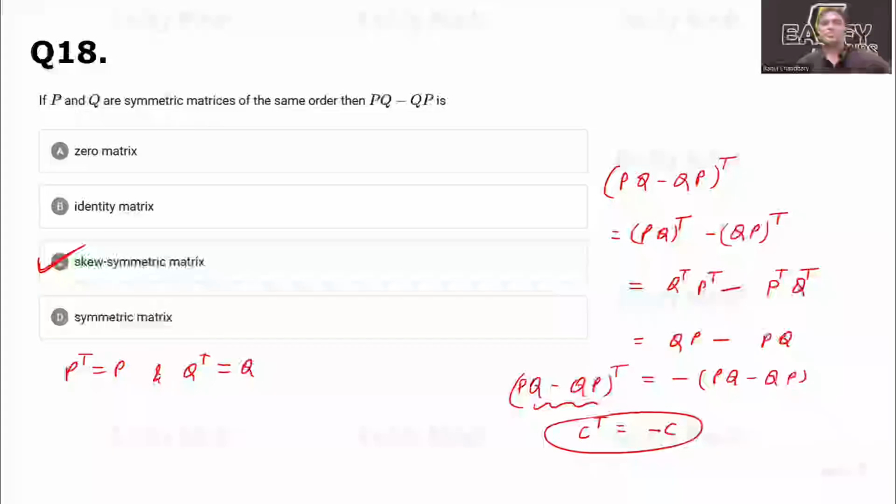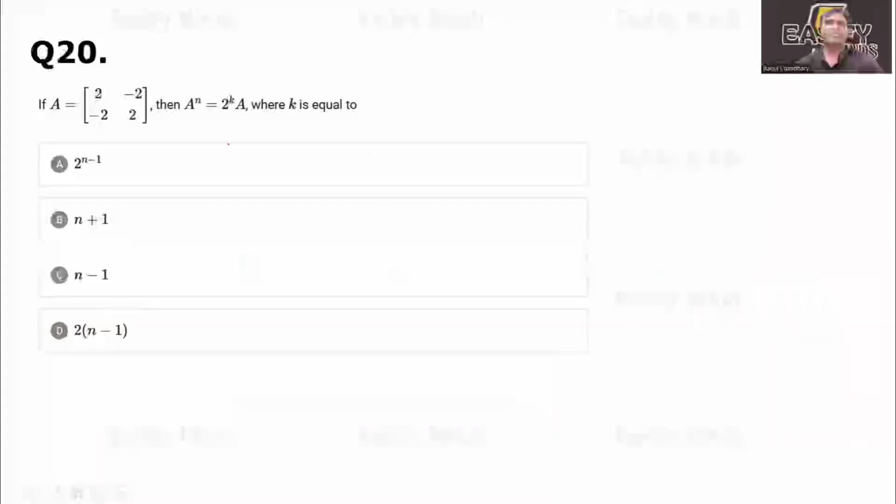Anyone have any doubt? An NCERT based question of our session. A is given. A power n is 2 power k into A. What is the k value? Very good question. Try to think on this. Yes, how to think on this? Let's take n equals 1.